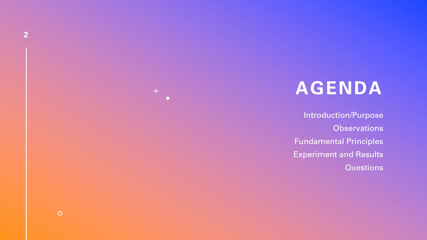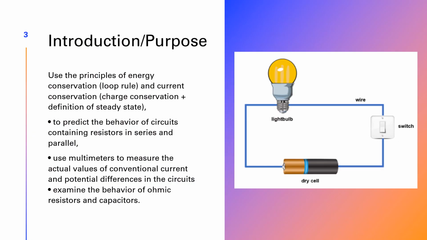I'm going to introduce you to the lab, tell you about some of my observations, the fundamental physics principles, the experiments and results, and then the follow-up question. The purpose of this lab was to use the principles of energy conservation and current conservation to predict the behavior of circuits containing resistors in series and parallel, use multimeters to measure the actual values of conventional current and potential differences in the circuits, and to examine the behavior of ohmic resistors and capacitors.